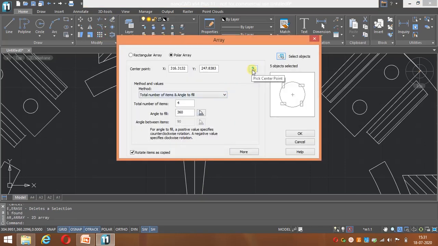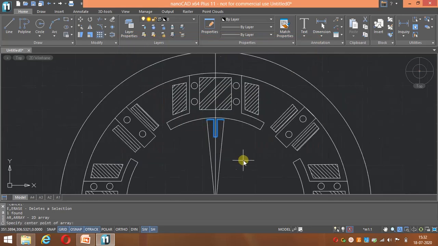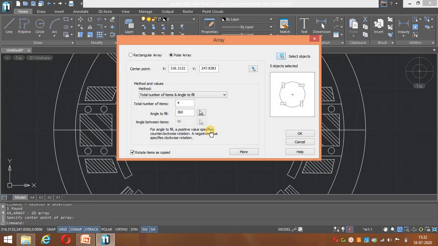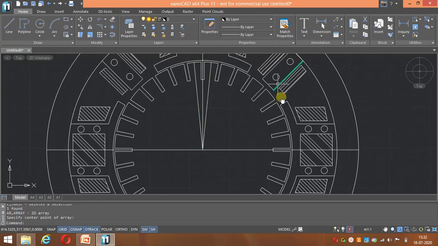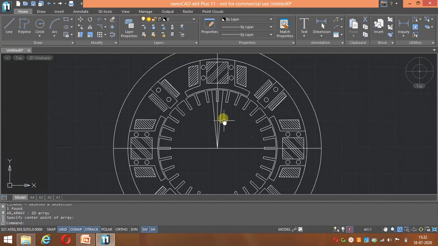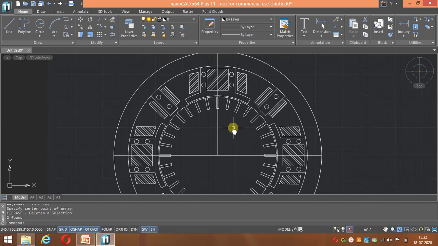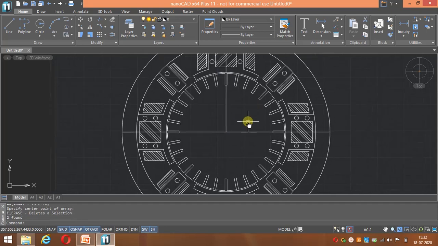So for that, again I will be going with that polar array. This will be the center. And how many slots? 32. It means the total number of items should be 32. Now you can see this armature part. Clear? And no need of this line now, I will just take it off. Okay, and there are some ventilating holes in the armature core. The ventilating holes are nothing but cooling ducts.